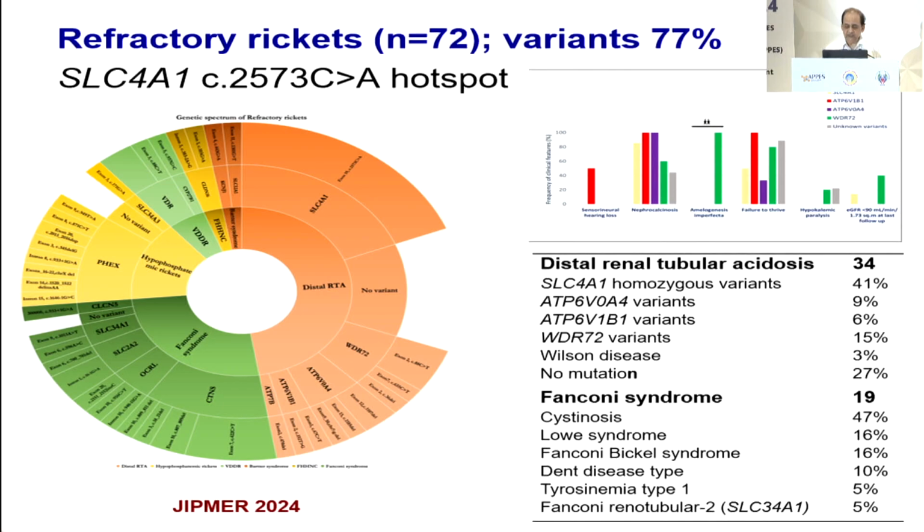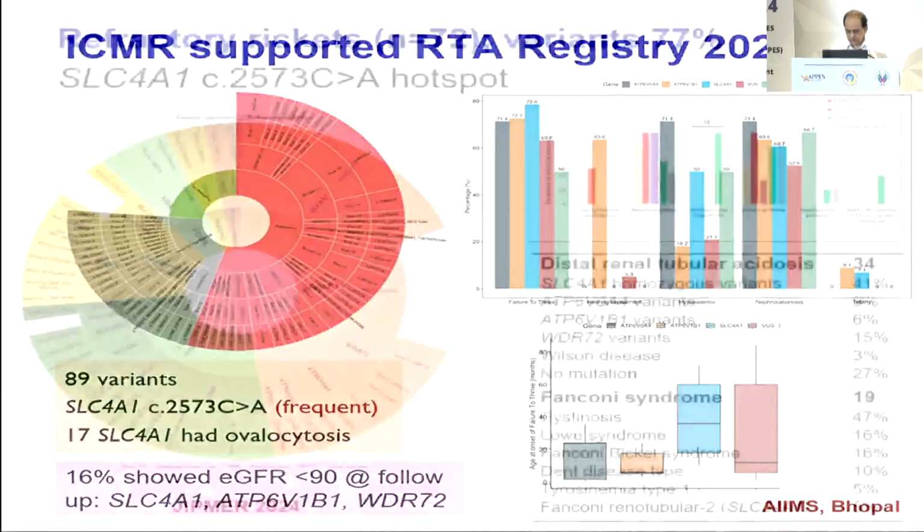This is borne out by data from JIPMER, from the large ICMR database in Bhopal, as well as data from the institute that talks about SLC4A1 being the commonest gene. And the overall spectrum is shown here.